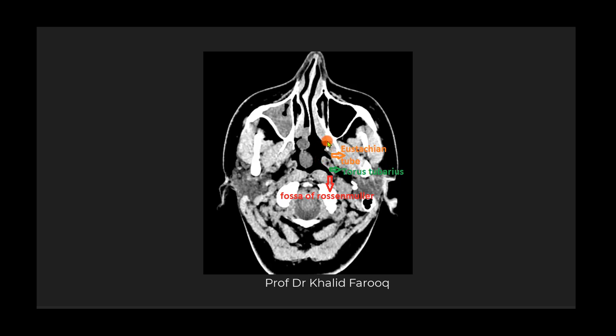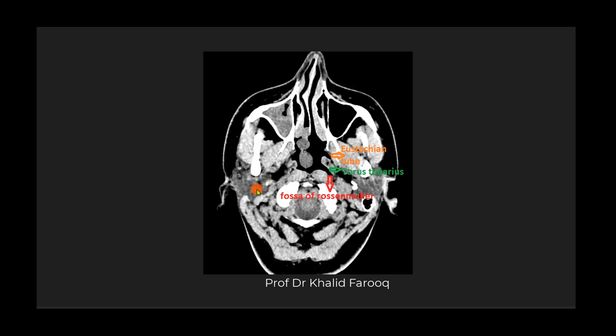Here we can see medial and lateral pterygoid plates, the maxillary sinus on the left side, and this is the right maxillary sinus. And this is the fossa of Rosenmuller. This elevation is the torus tubarius, and this is the area of opening of the Eustachian tube. Here we see pterygoid muscles and parapharyngeal space.